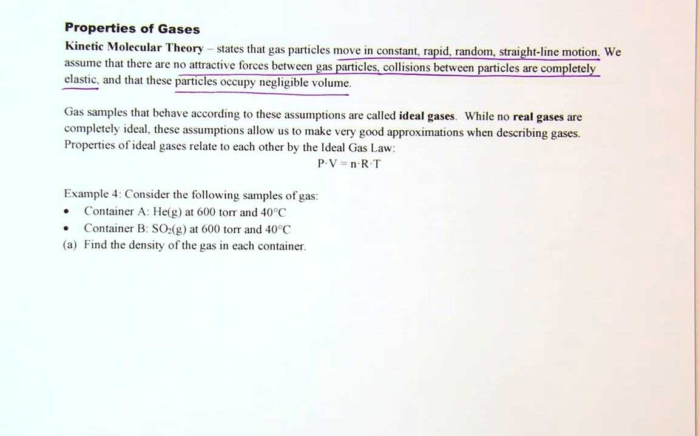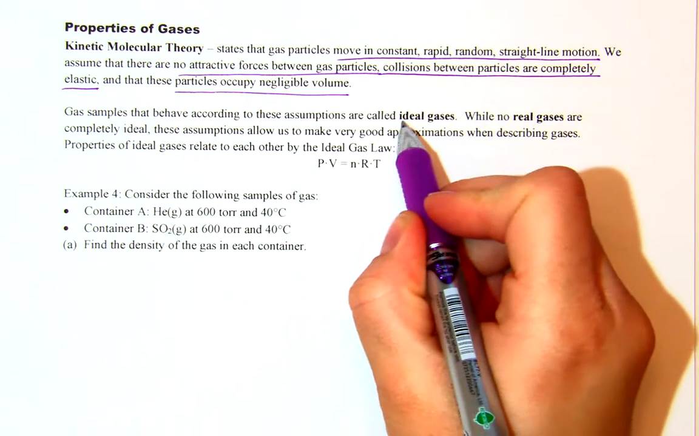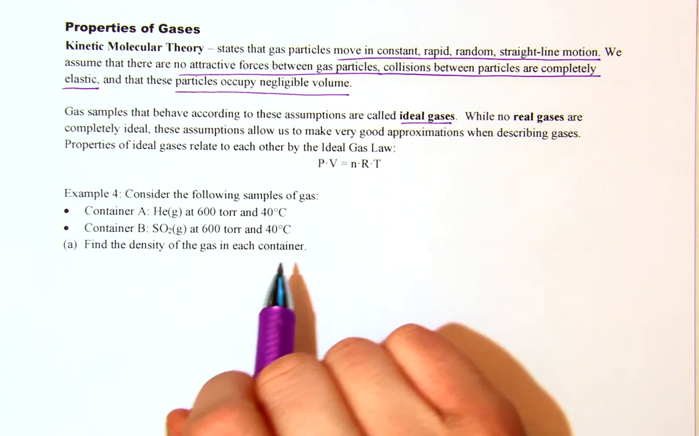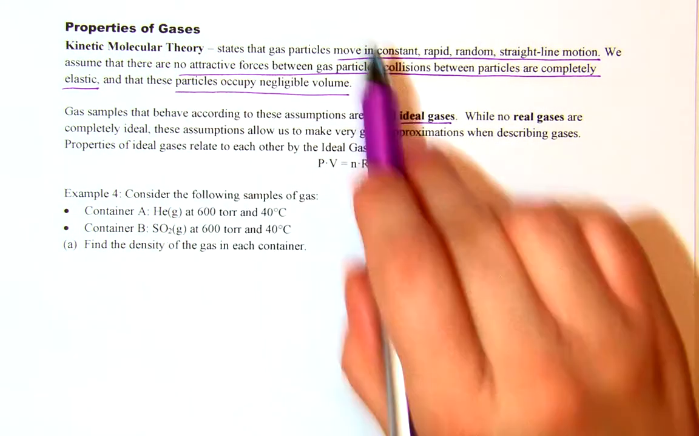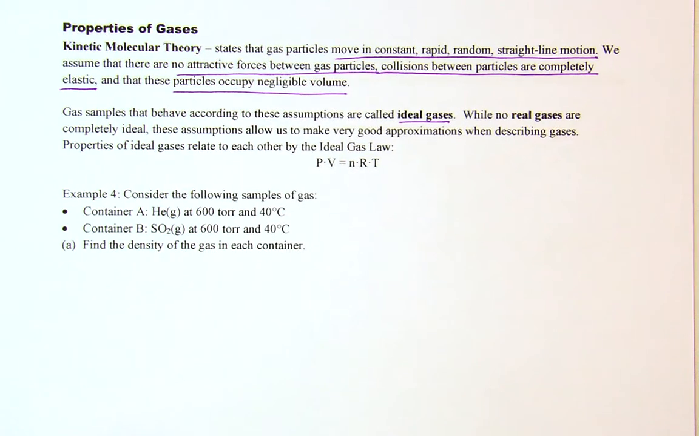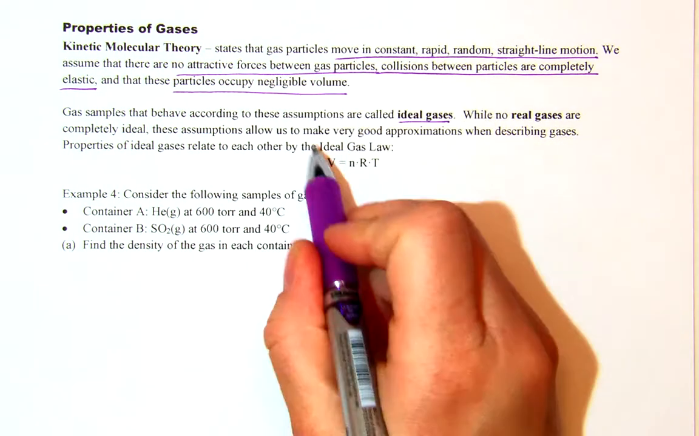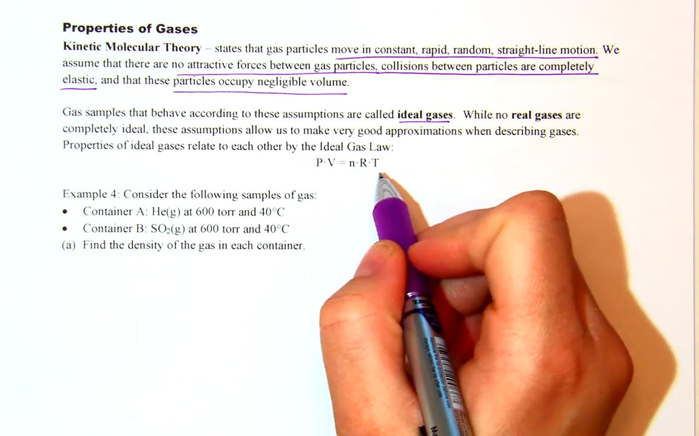Gas samples that behave according to these assumptions are called ideal gases, and no real gases are completely ideal, but these assumptions actually allow us to do a lot of really good approximations. So of course we use the ideal gas law to do those approximations.